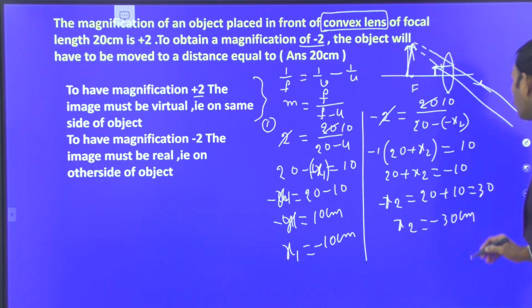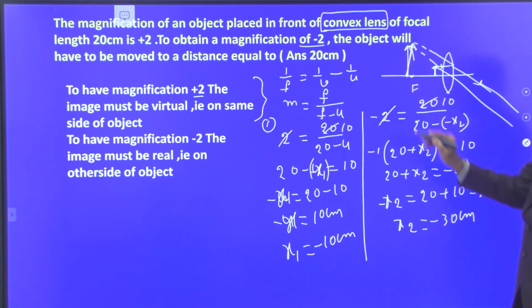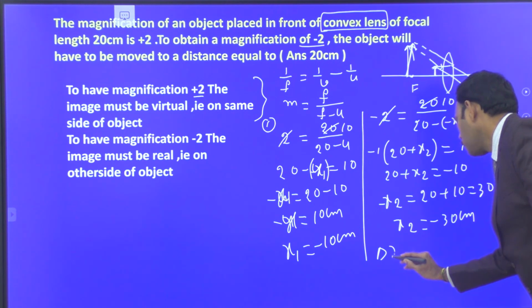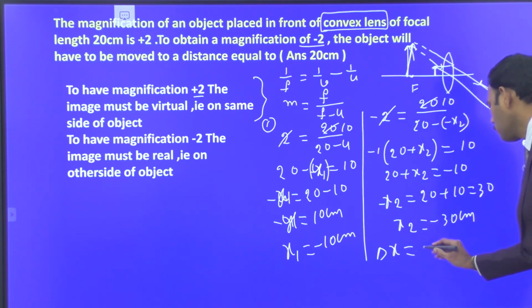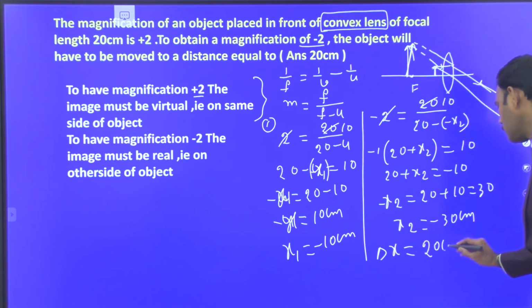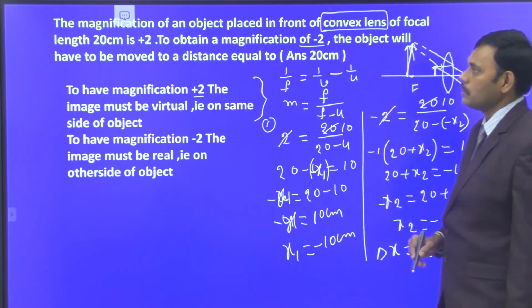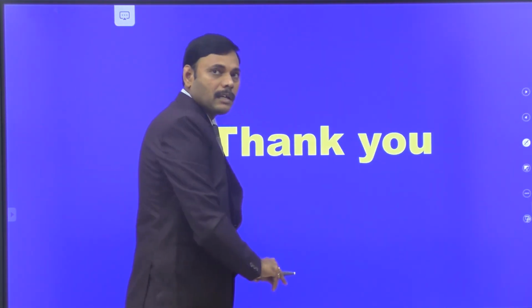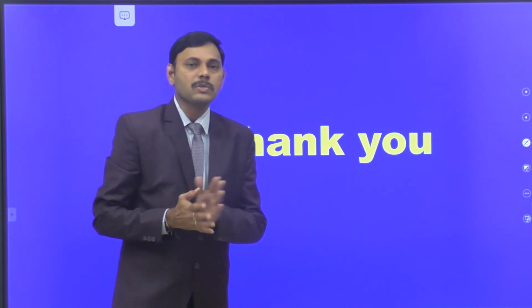So including sign convention, on the left side of the convex lens we put the object at two different positions to get two different magnifications. Then delta x, the change in position, is the magnitude of x2 minus x1, that is equal to 20 centimeters. This is the delta x value. So a nice problem. So far I explained the problems belonging to ray optics.